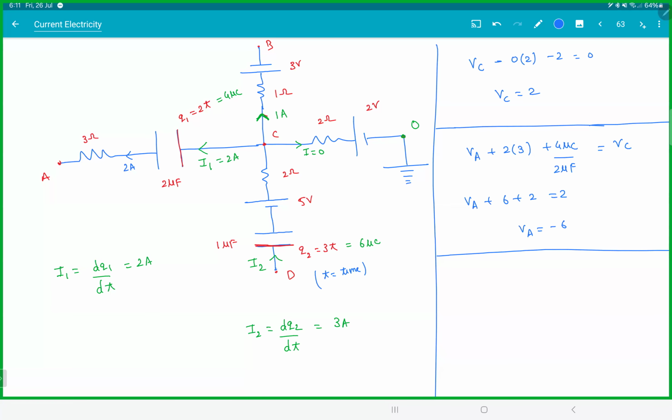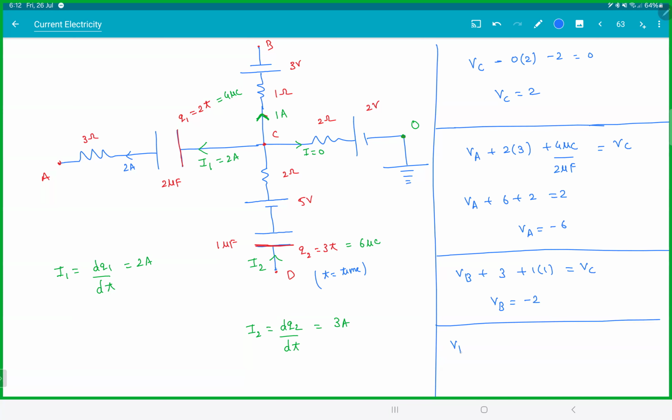Then let's go from B to C. Let's go from everyone to C only, because the value of C I know already. So VB, going through a battery 3V, going opposite to the current, plus 1 into 1. I reached VC. VC is again 2. 2 minus 4, again minus 2 volt.